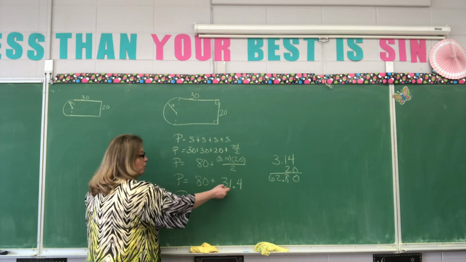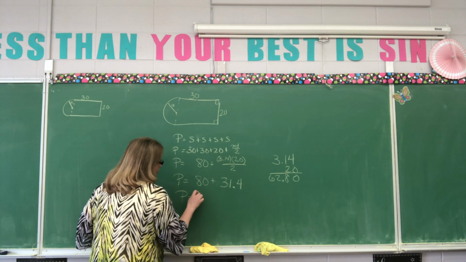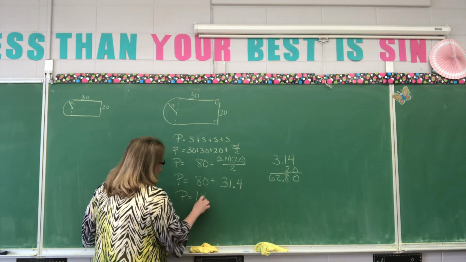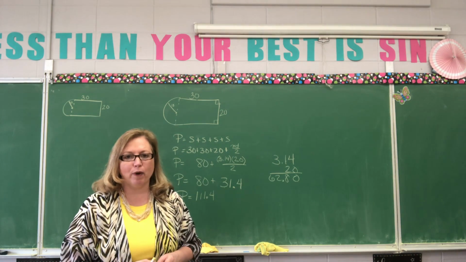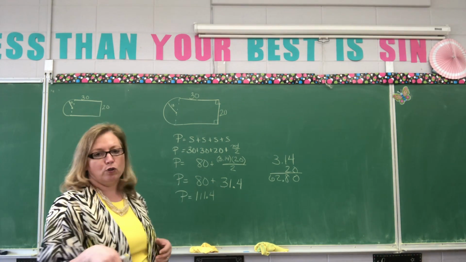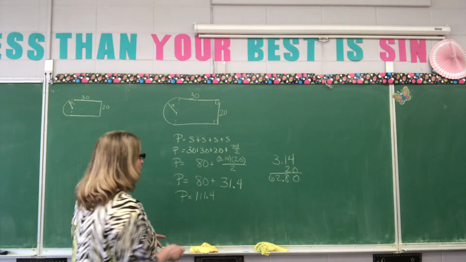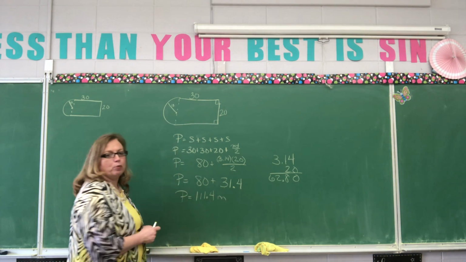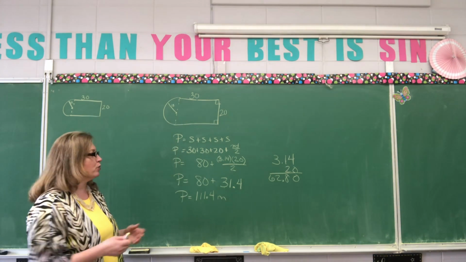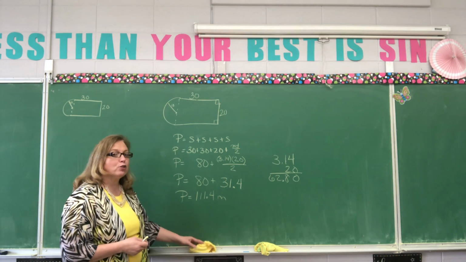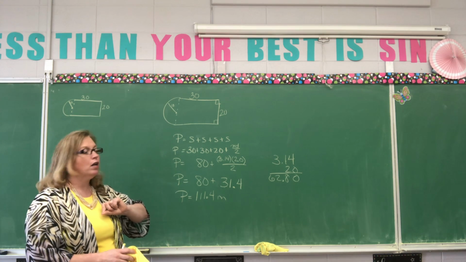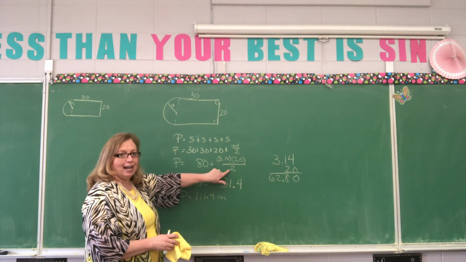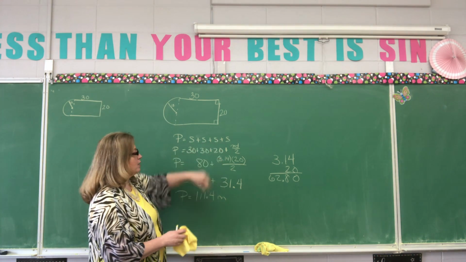80 plus 31.4 is 111.4. Now, if you looked at your book, it told you that this was in meters. And we know that perimeter is simply a number of meters. So perimeter is simply adding the sides. I think where most of you went wrong was that you did not divide by the 2 on this.